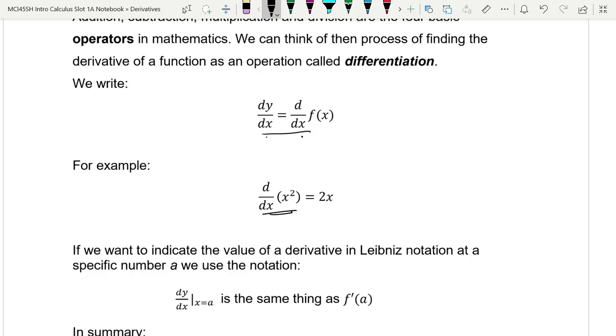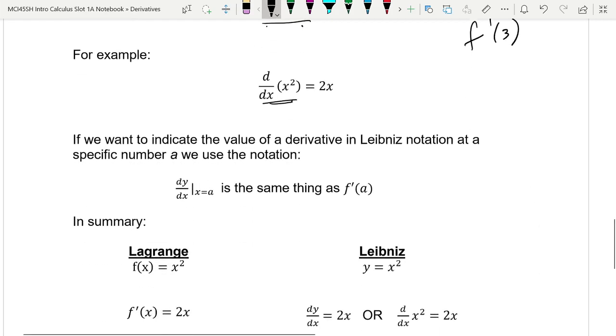Okay? Now, we've done things like, what's f primed of 3? In other words, what's the slope when x equals 3? How do you do something like that in Leibniz notation? You'd write it like this, where the 3 would just be where the a number is. So that's the same thing as saying f primed of a.